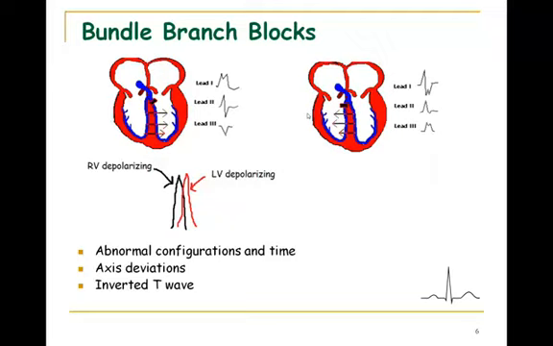How do they differ? In bundle branch blocks, the QRS complex is bizarre looking. They have what I call the bunny ears. Bundle branch blocks, bunny ears, or bizarre bunny ears. The QRS durations are usually a little bit longer, but the biggest difference between the two is the configuration of the QRS complex.